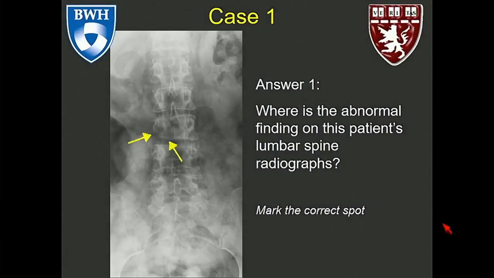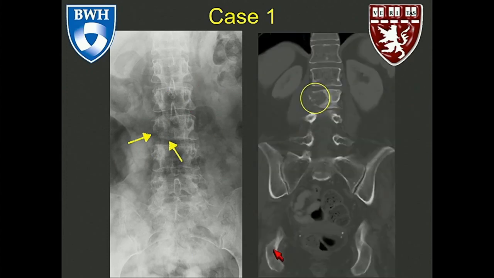So here's the abnormality. If we look at this L3 vertebral body, we can see cortical destruction and irregularity of the inferior end plate, as well as absence of the right pedicle when compared to the left and with the adjacent levels. The finding is best seen on CT, where you can see a destructive lytic lesion, again with cortical destruction and trabecular disruption as well.